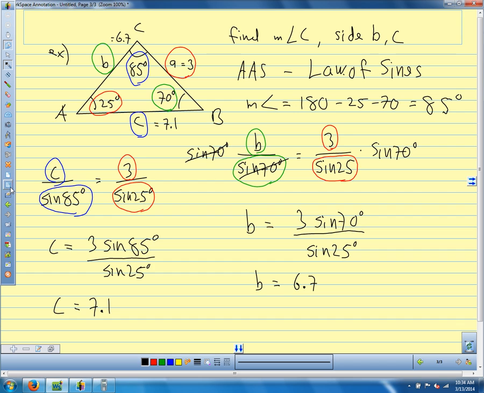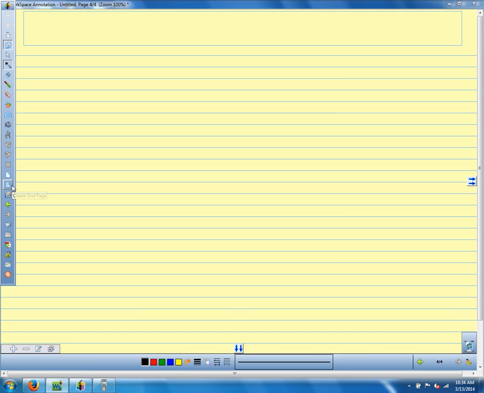Let's take a look at one more example. This time we're going to use law of sines to find an angle. So we can use law of sines to find angles as well as sides. So I want to show an example of finding an angle. So here's our triangle for this one. I'm going to call this triangle X, Y, and Z.